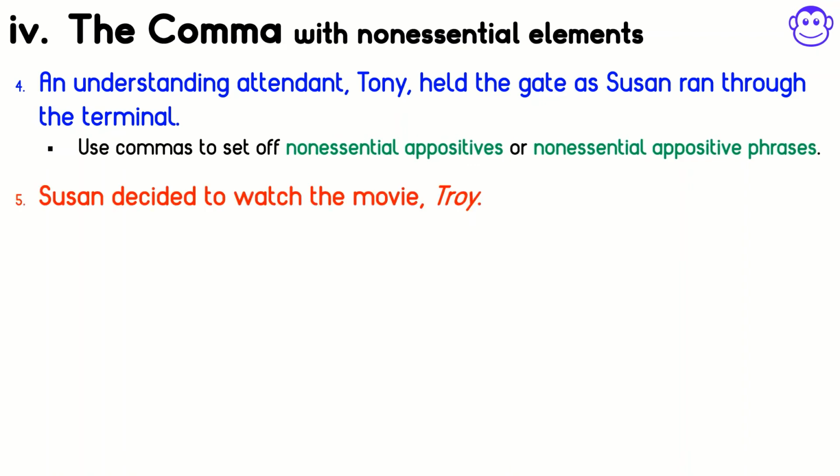Susan decided to watch the movie Troy. In this sentence, by using a comma, we have marked out Troy as a non-essential element. Non-essential elements can be removed without altering the message, but the sentence "Susan decided to watch the movie" is different. Some information seems to be missing.